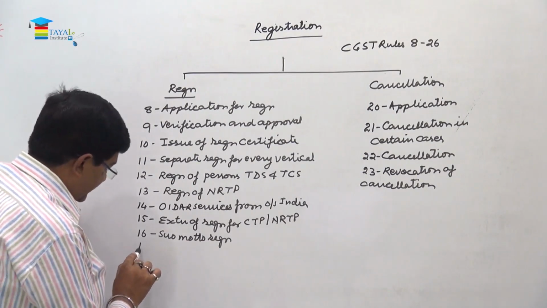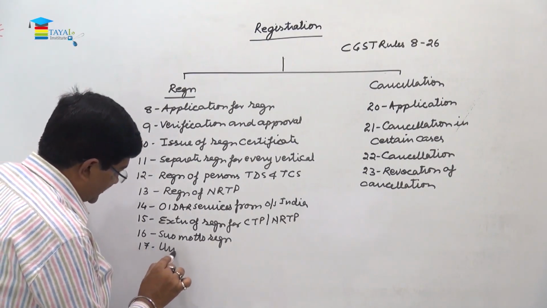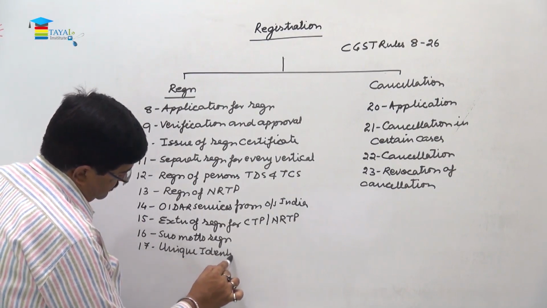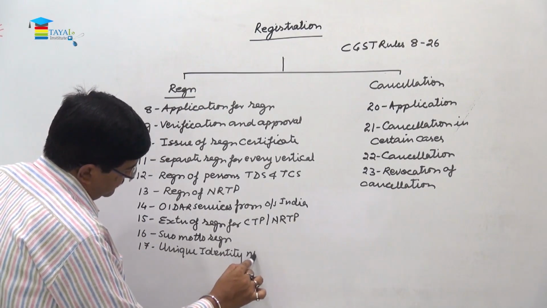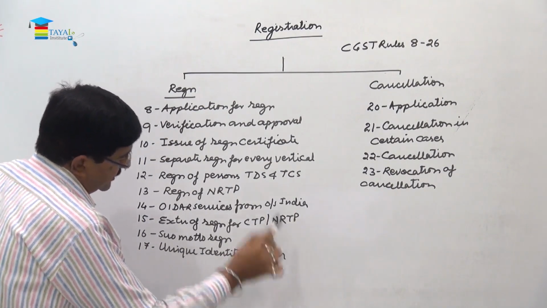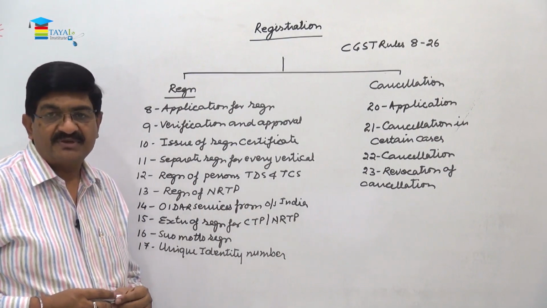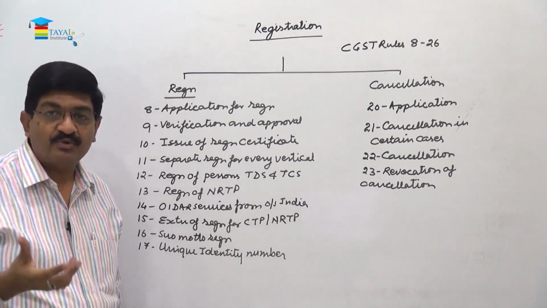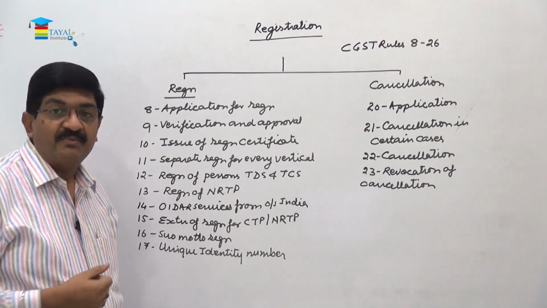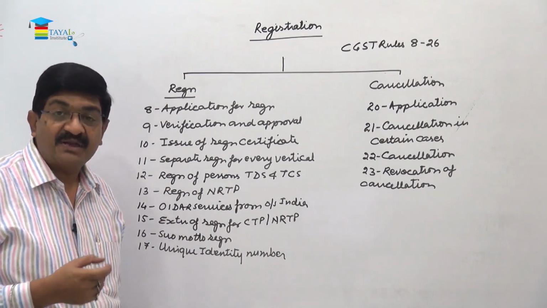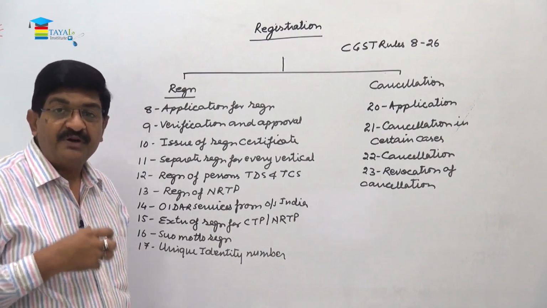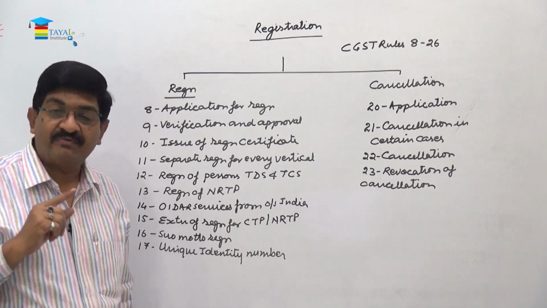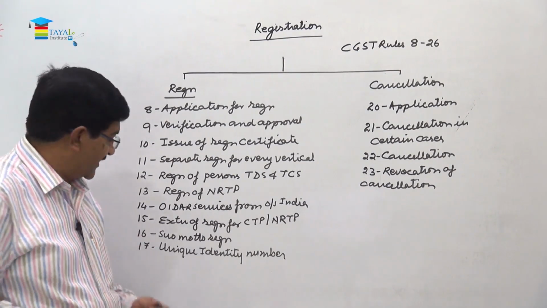Rule number 17, this is relating to unique identity number. Now this is relevant for foreign embassies and high commission. They are required to have a unique identity number, so whatever supplies are made to them, then they can take the credit through a unique identity number, and this amount is refundable to them. So refund to the foreign embassies and high commissions, that we are going to talk about in the chapter of refunds, but they need to have a unique identity number.